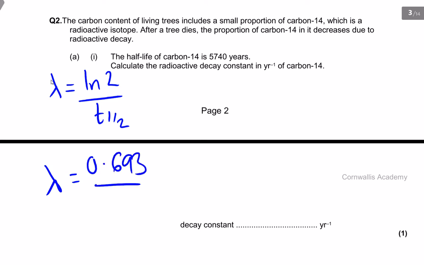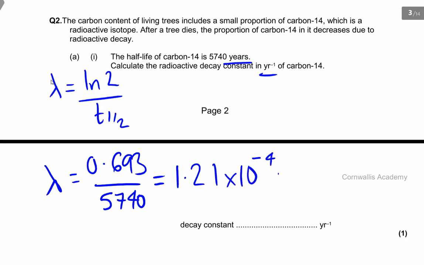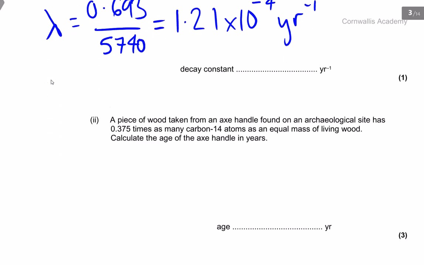0.693 divided by 5740. Notice the question says in years, and it's looking for a decay constant in per years, or years to the minus 1. So we don't need to change anything there, we don't do anything fancy with that. And that comes out as 1.21 times 10 to the minus 4 years to the minus 1. Quite straightforward. It's a 1 mark question.